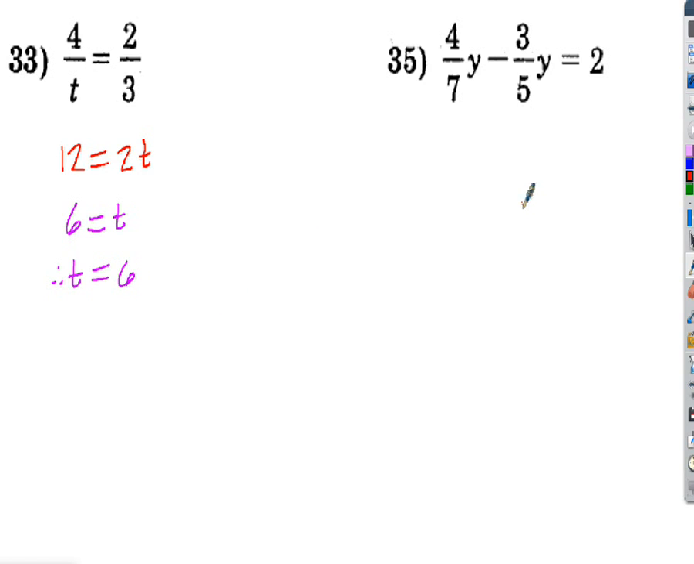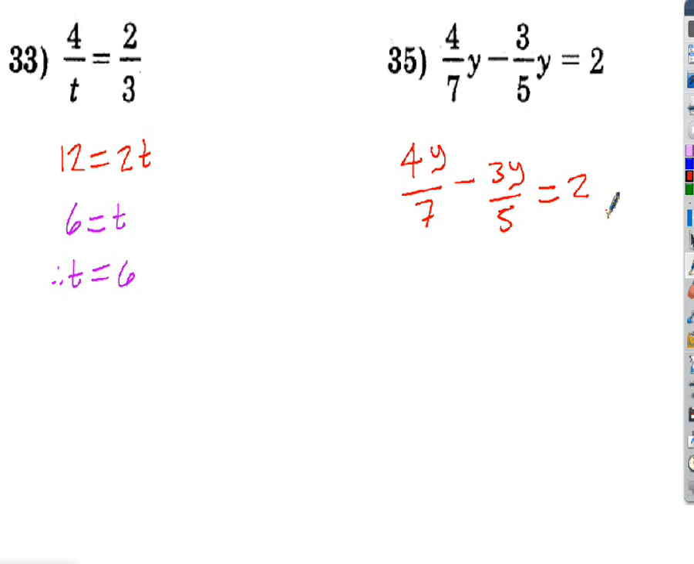In question 35 we're given 4 upon 7 multiplied by y, minus 3 upon 5 multiplied by y, is equal to 2. Sometimes it helps to rewrite that as 4y upon 7 minus 3y upon 5 is equal to 2. It's the same equation, but sometimes students understand it more clearly when the y's are written on the top line. That's what it means here.